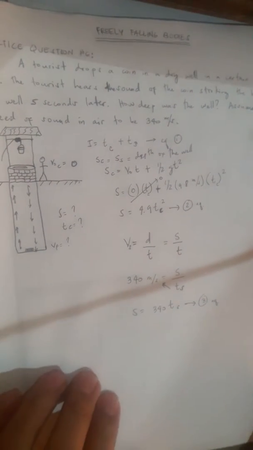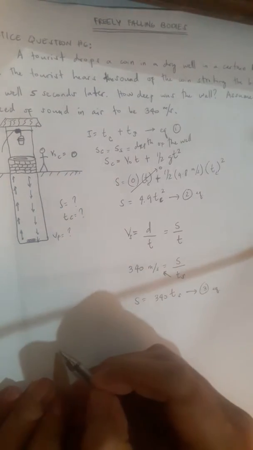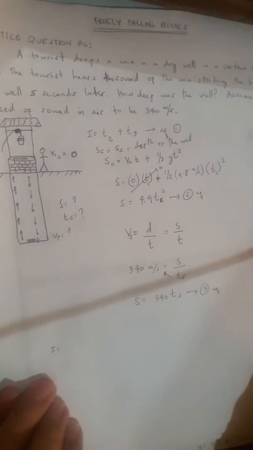Okay. So, from equation 1, diba ito yung equation 1. From equation 1, 5 equals TC. Oh, wait.